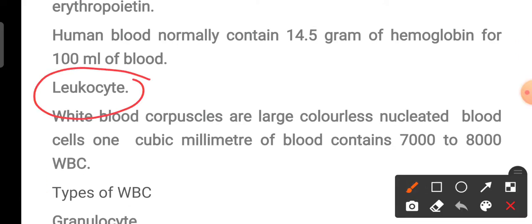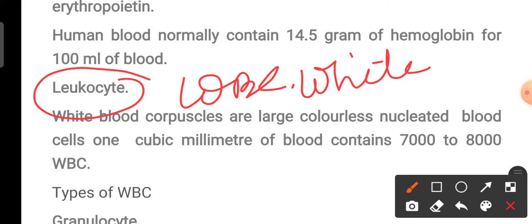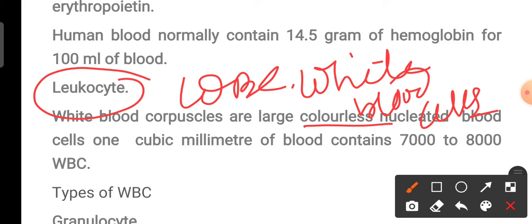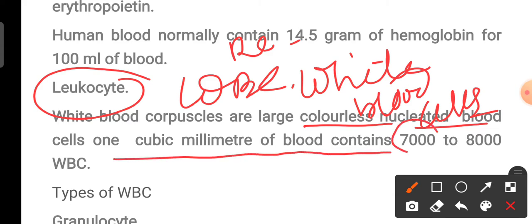And here we are going to talk about another one that is called leukocyte, यानी WBC। WBC यानी you can say white blood cells or corpuscles. The white blood corpuscles are colorless and nucleated. RBC में nucleus नहीं होता है, लेकिन WBC में nucleus present है, and 1 cubic millimeter of blood contains 7,000 to 8,000 WBC.